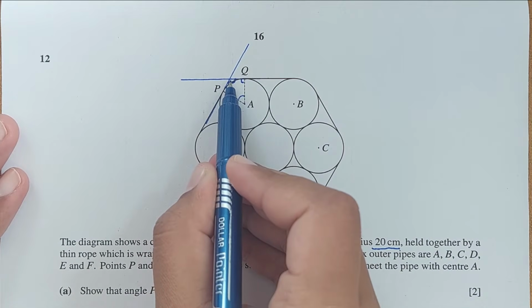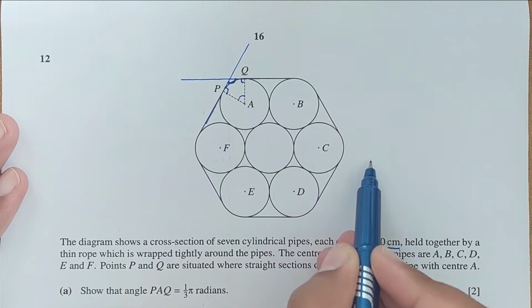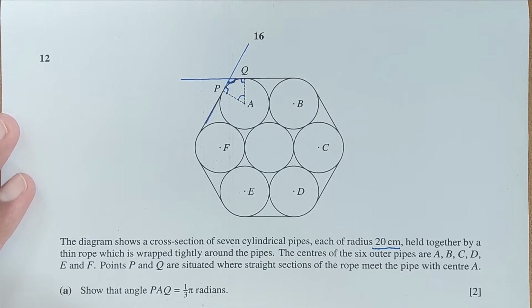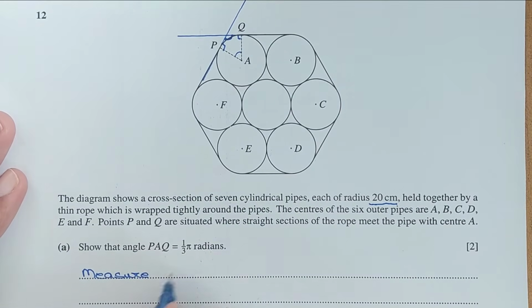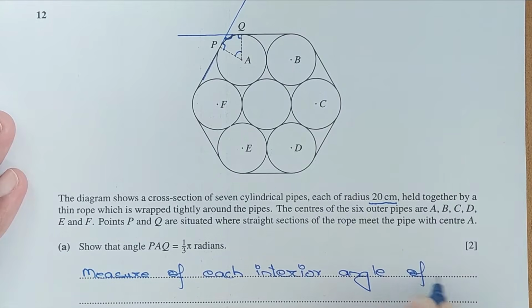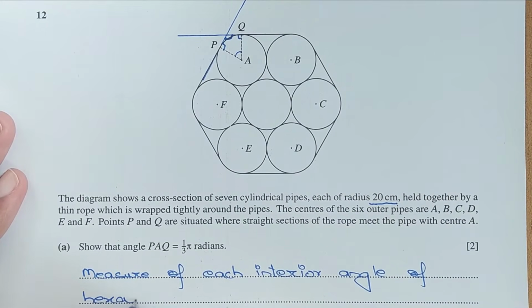As we know, this shape has 1, 2, 3, 4, 5, 6 sides. So this shape is a hexagon, and we know that the measure of each interior angle of a hexagon is (number of sides minus 2) times 180 divided by the number of sides.